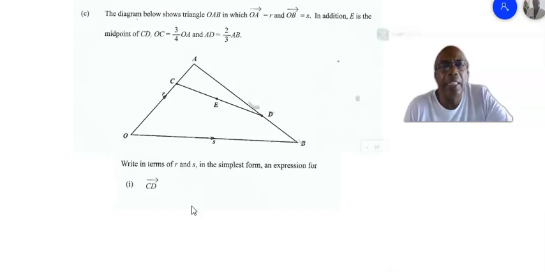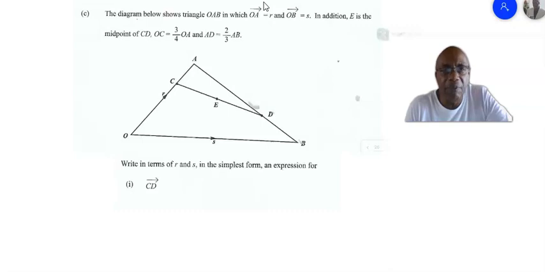We are on number 10, part C, and this question is a vector question. It reads, the diagram below shows triangle OAB. So we have a triangle OAB in which the vector OA is R. So the whole vector OA is R.